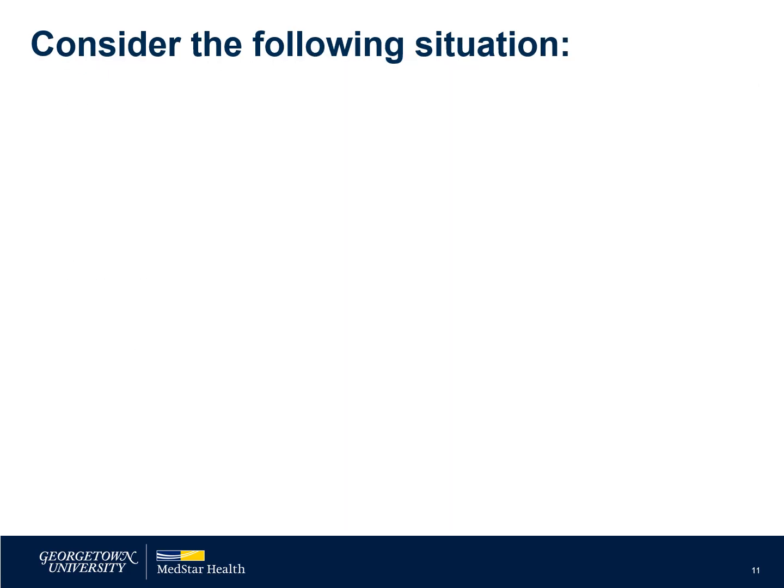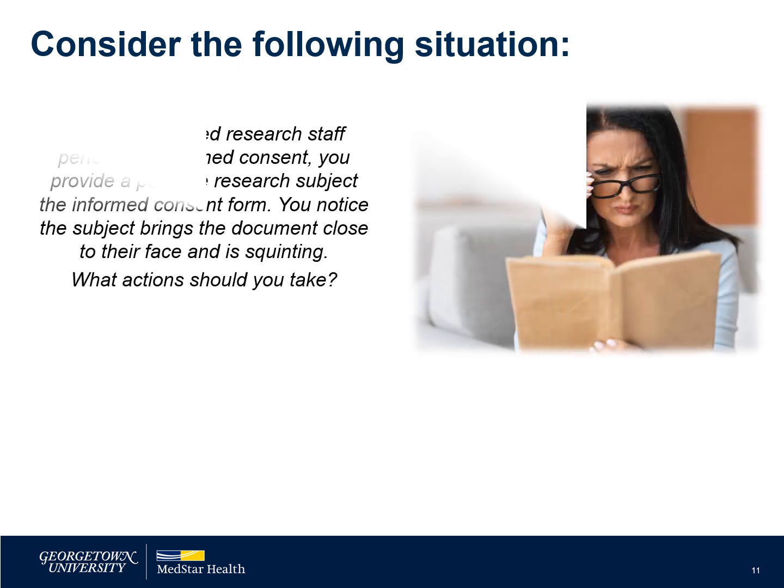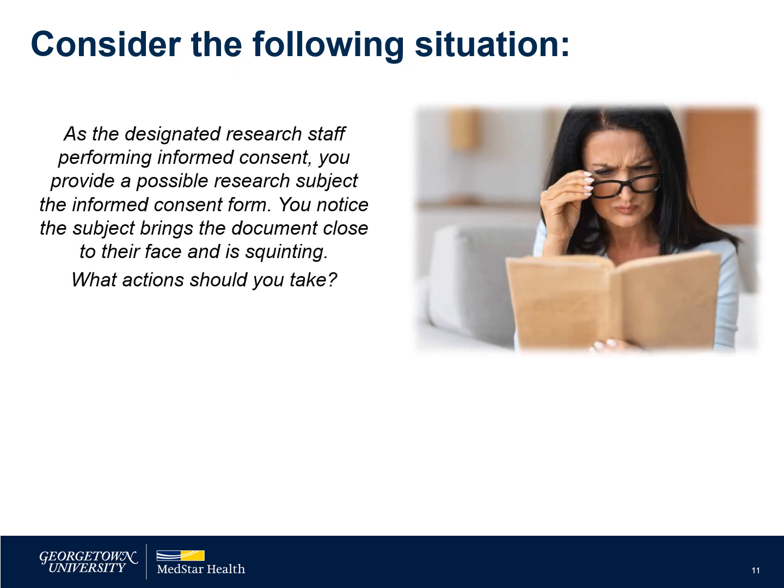Let's apply the visual or literacy guidelines to the following situation. As the designated research staff performing informed consent, you provide a possible research subject the informed consent form. You notice the subject brings the document close to their face and is squinting. After making these observations, you are assessing that the subject could have some visual impairment. What actions should you take? Pause the video and write down on some scratch paper procedural supported actions that could help the subject based on the discussion so far.